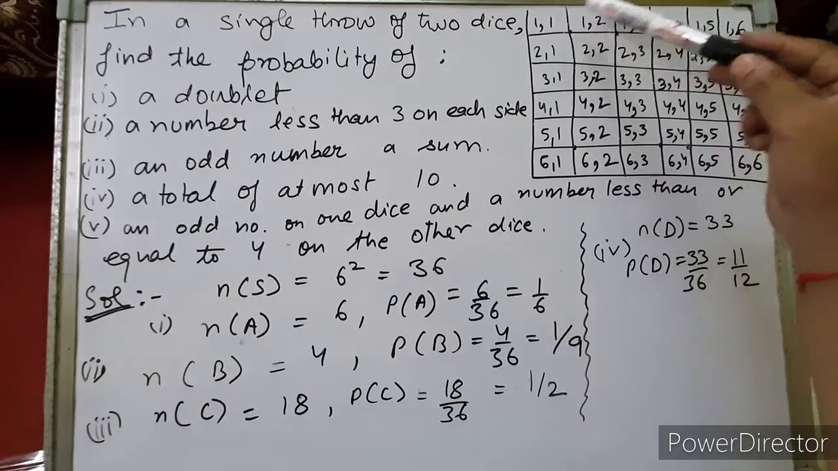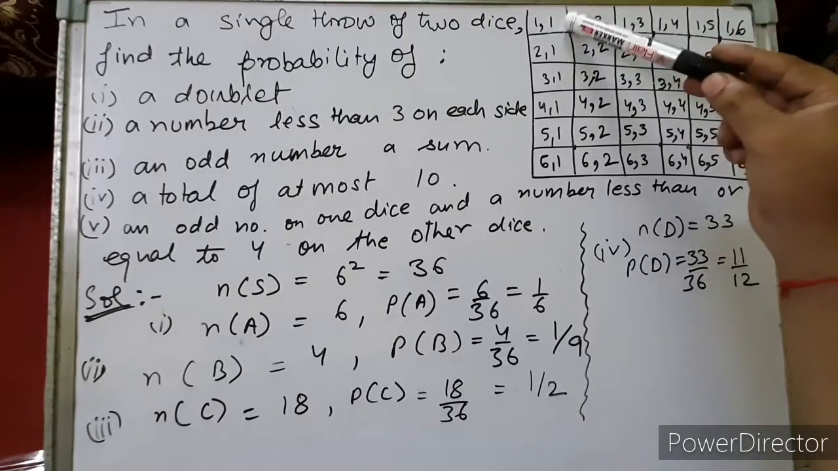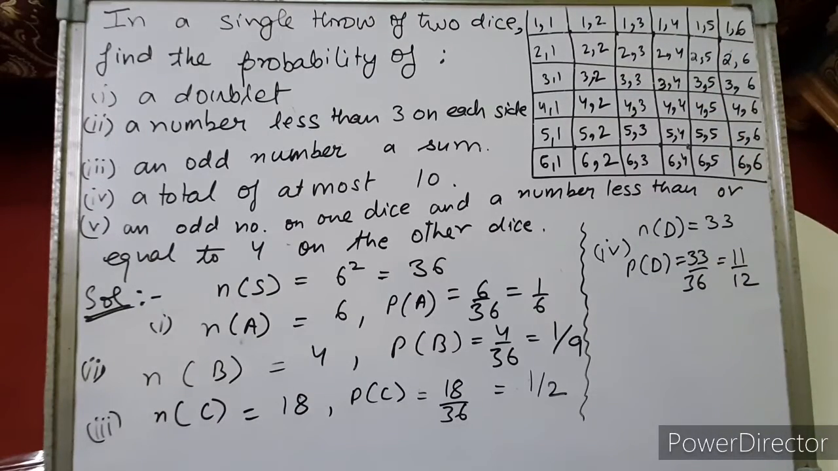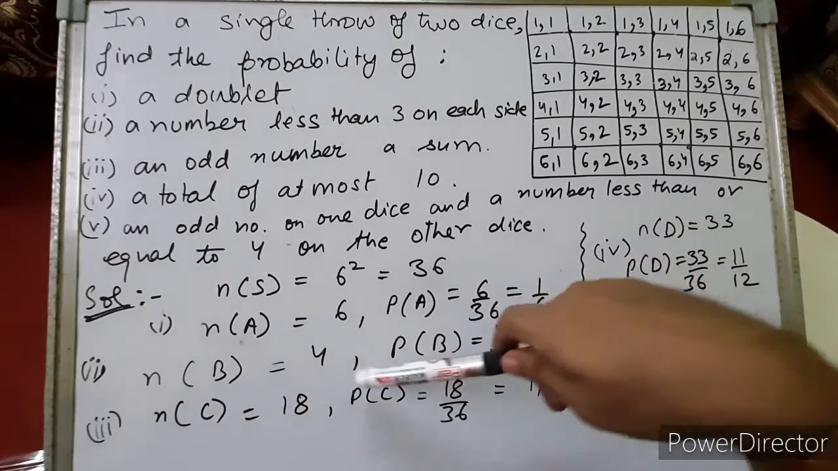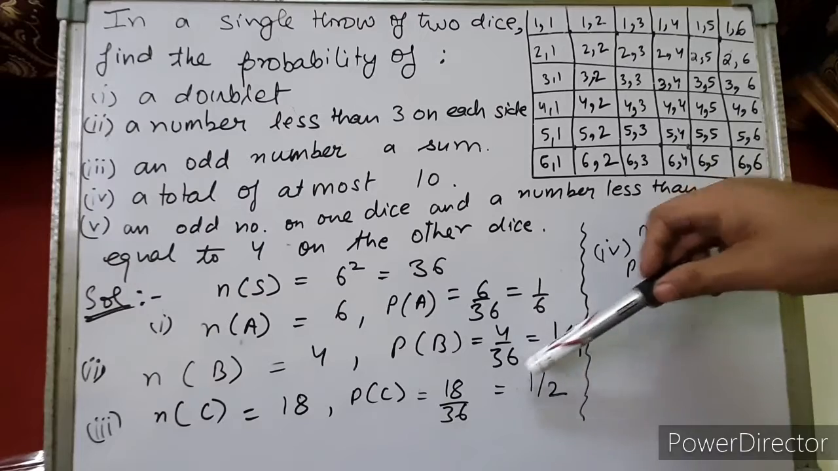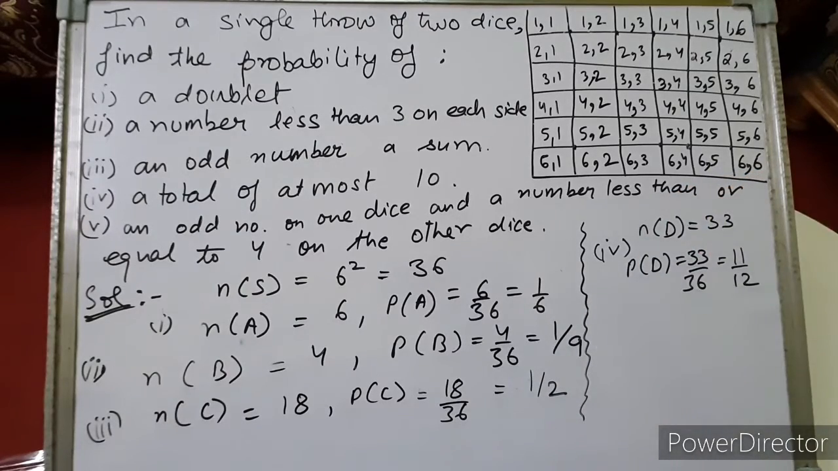How many numbers are there? 1, 2, 3, 4. There are only 4 events which follow this condition, which is given as the number less than 3 on each die. So the number of favorable events for B will be 4. So the probability of B will be 4 by 36, that is 1 by 9. Alright. 4 is the favorable event and the total number of events is 36. 4 upon 36, 1 by 9.